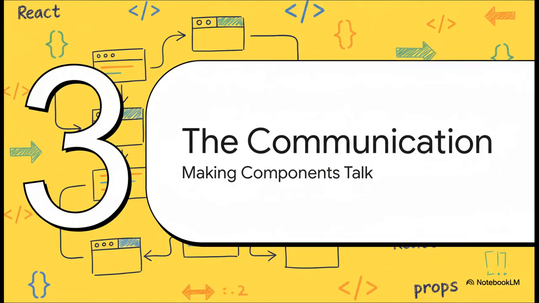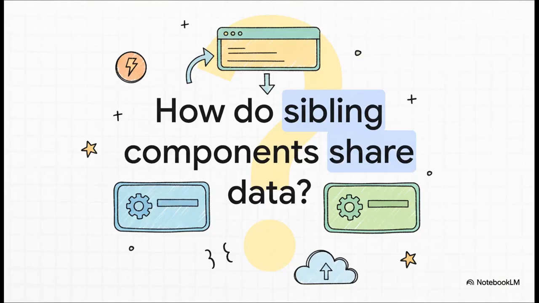So far, all of our focus has been on what's happening inside one single component. But real apps are made of lots of components, and they all have to work together as a team. So the next big question is, how do we make them talk to each other? Yeah, this is a classic problem every developer runs into.